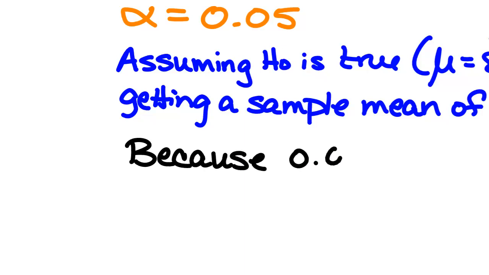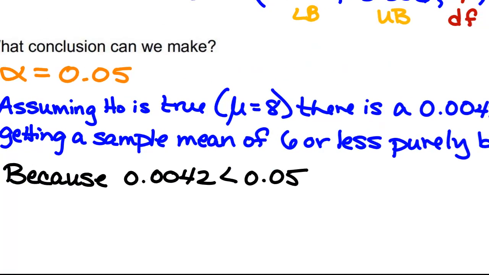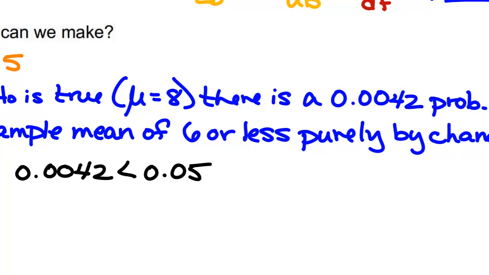Because 0.0042 is less than or greater than our alpha level? Less than 0.05, which is my alpha. What do we do with that information now? We reject H0. We reject the H0.